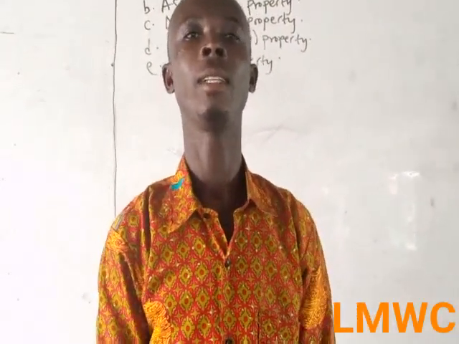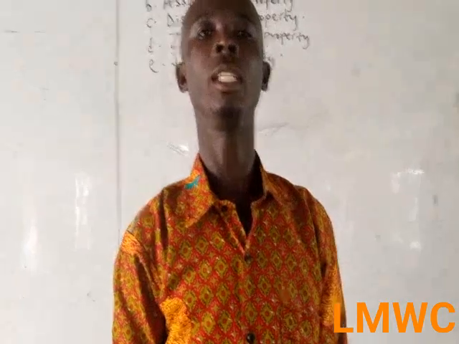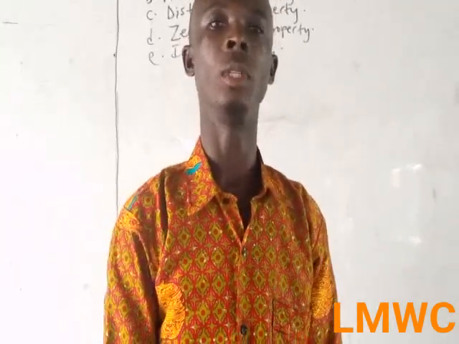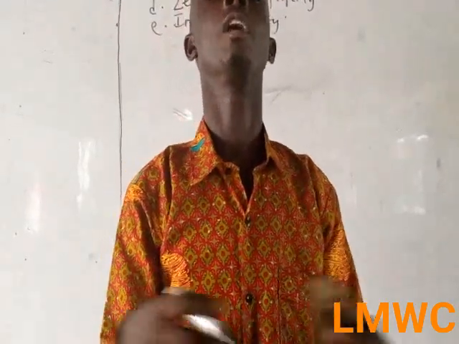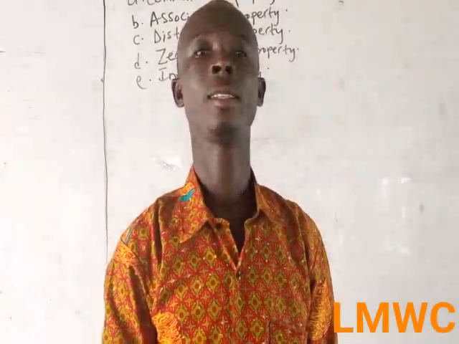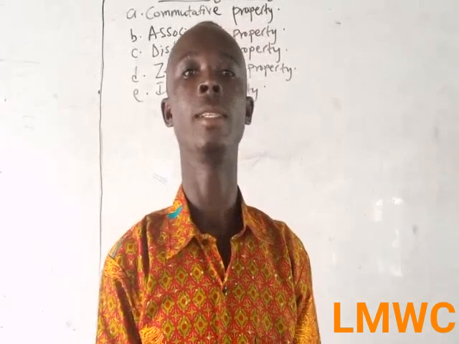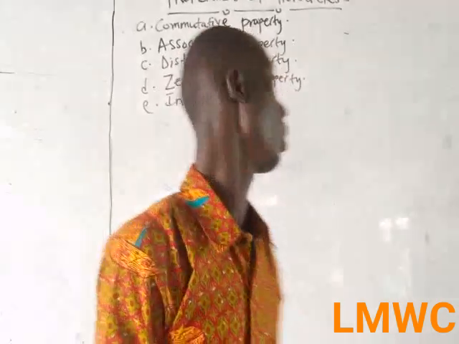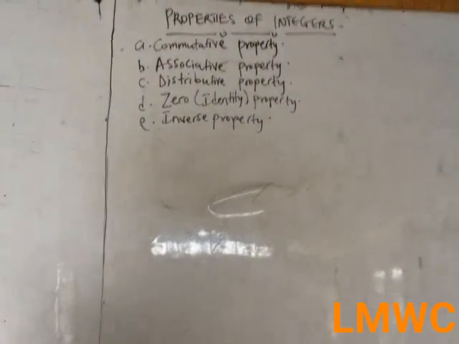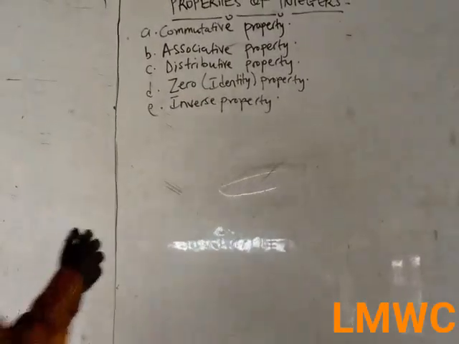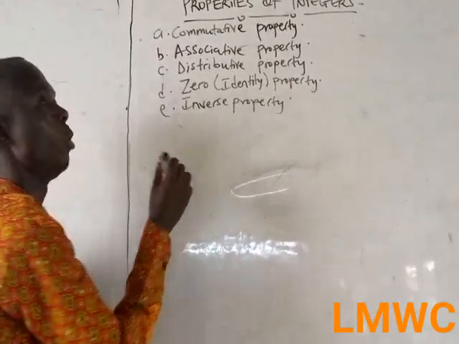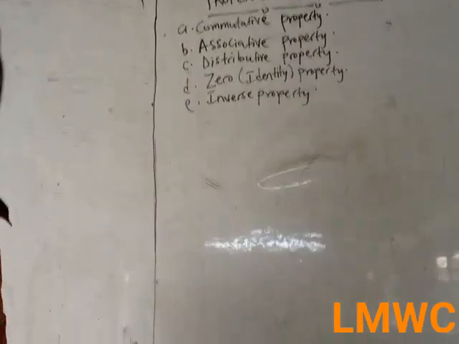One may ask, why didn't I say commutative property of subtraction and commutative property of division? We don't have anything like that, because under commutative property, subtraction of integers is not commutative, and also division of integers is not commutative. So commutative property, let me use a mathematical expression.